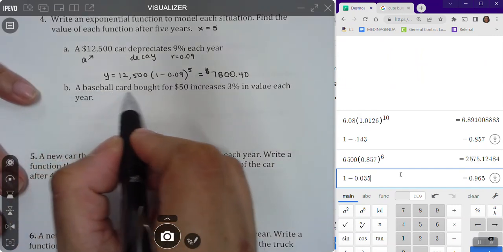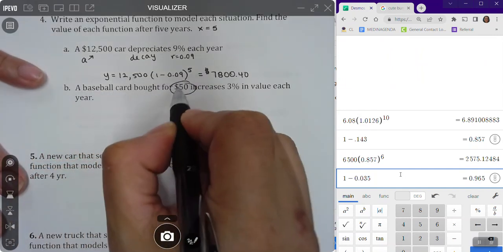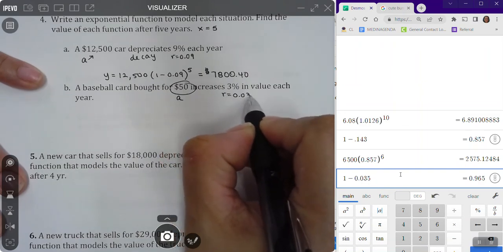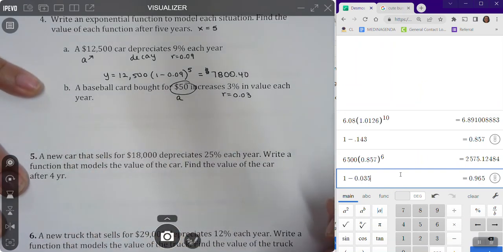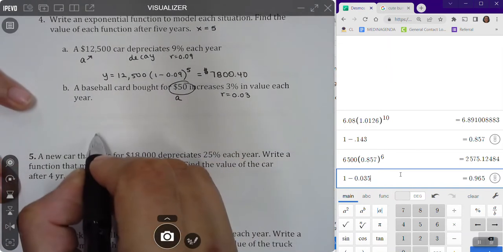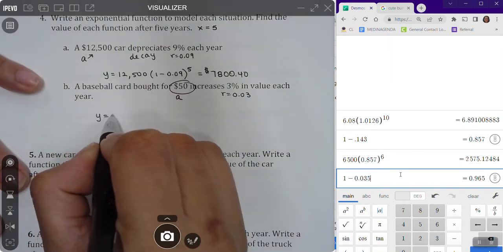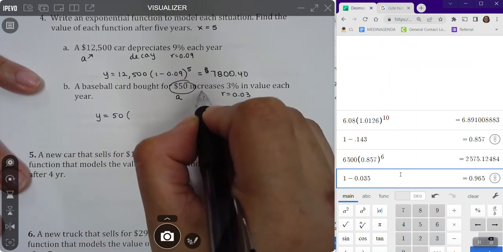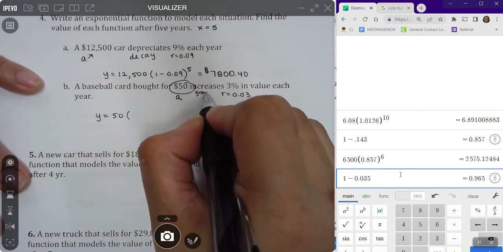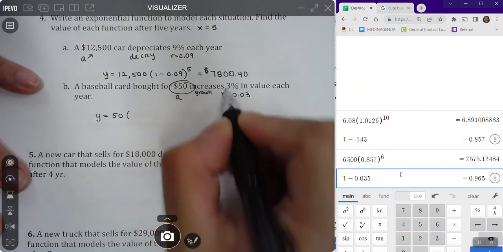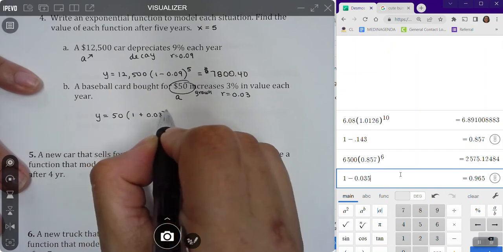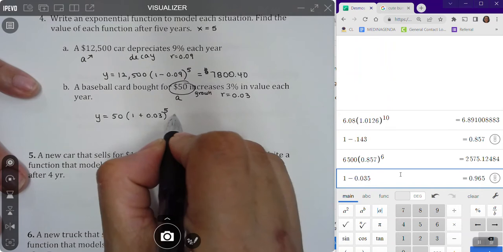All right, a baseball card bought for $50, that's the initial value, increases at 3% each year. Okay, so then y equals 50. It decreases, no, increases. So this is growth. Oh, I almost read that wrong. Increases. So it's 1 plus 0.03. And x is what? 5 years. We see right here, x equals 5.